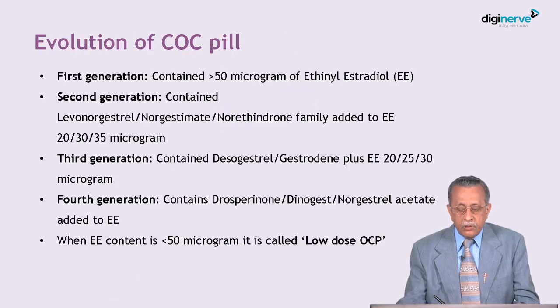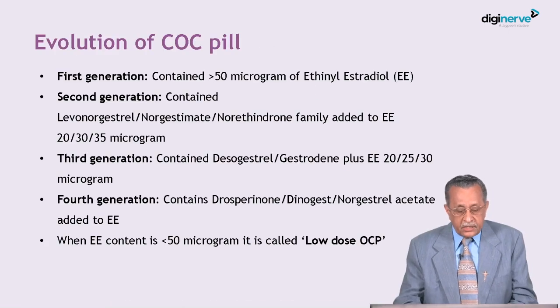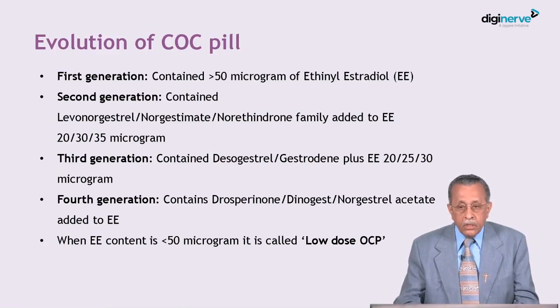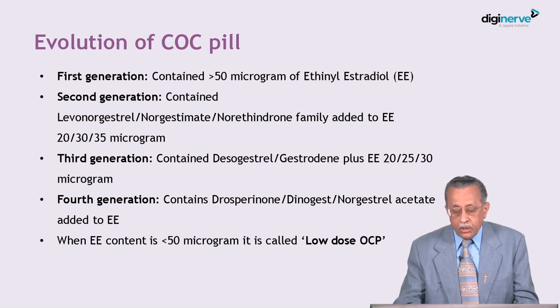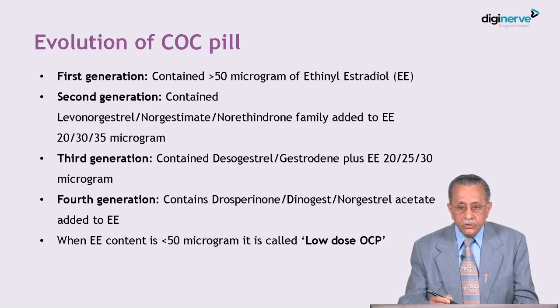The first generation of oral contraceptive pill contained more than 50 micrograms of ethinyl estradiol, which is the common estrogen used in the oral contraceptive pill. The second generation contained different types of progesterones, levonorgestrel, norgestimate, and the norethisterone family. All of them are added to ethinyl estradiol, but the dose of ethinyl estradiol was reduced to 20, 30 or 35 micrograms to reduce the side effects of estrogen.